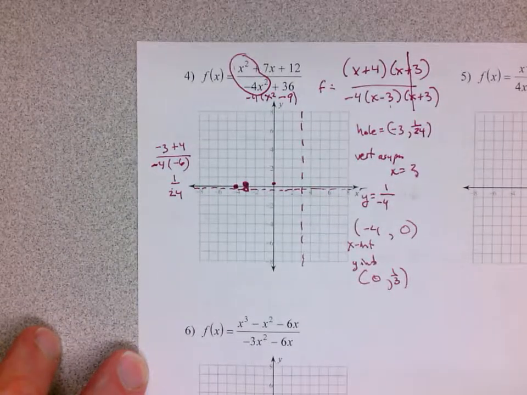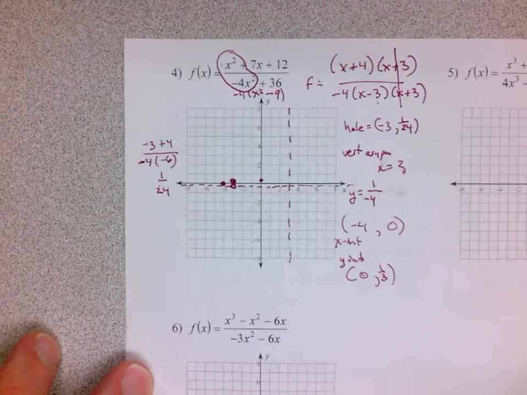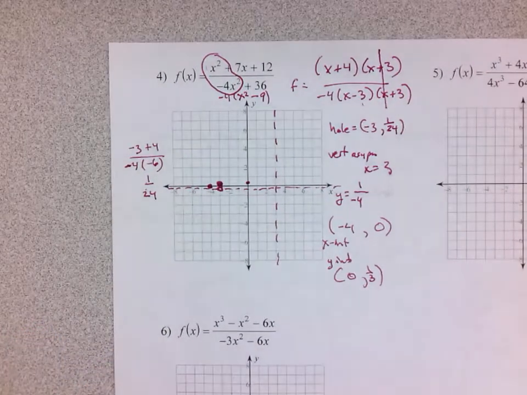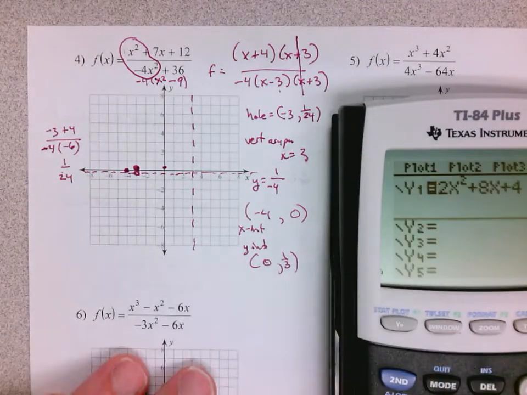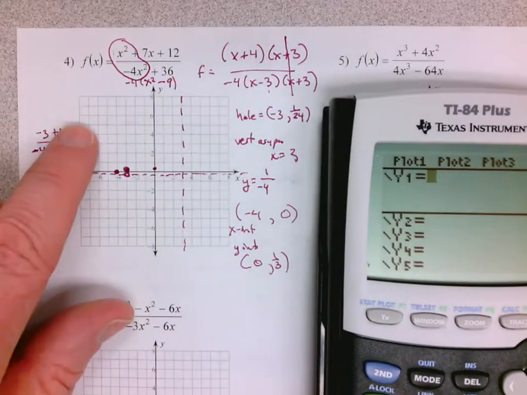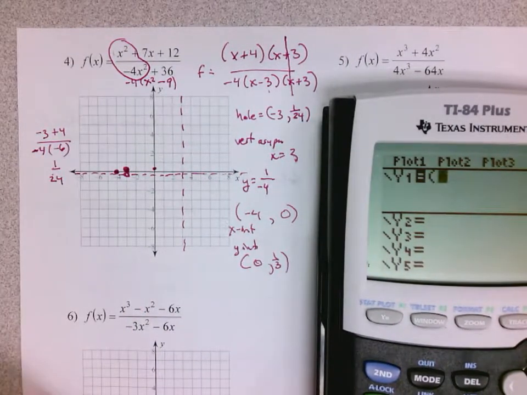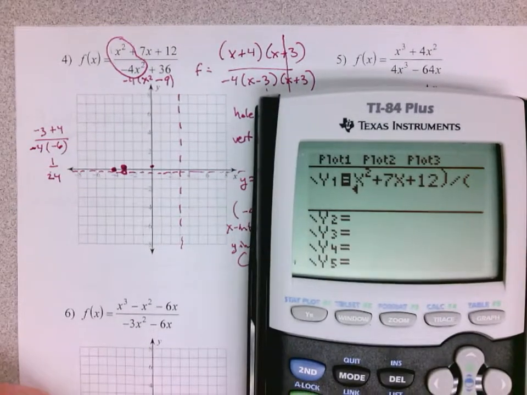So at this point, everything is on the graph. That's when you want to go ahead and graph. So I'm going to put in my equation before I factor, because I want all the stuff to be on there, right? Don't put in the factored form. Parentheses around it all.